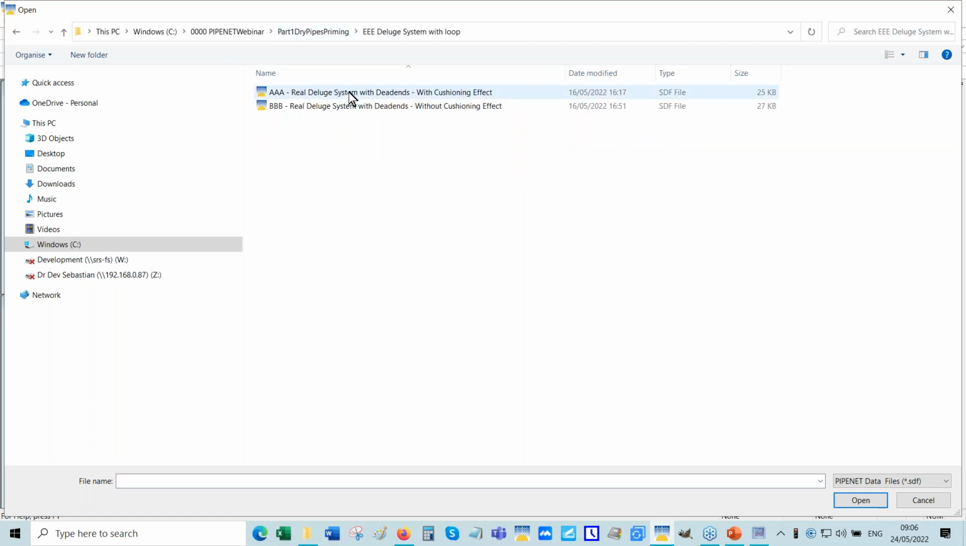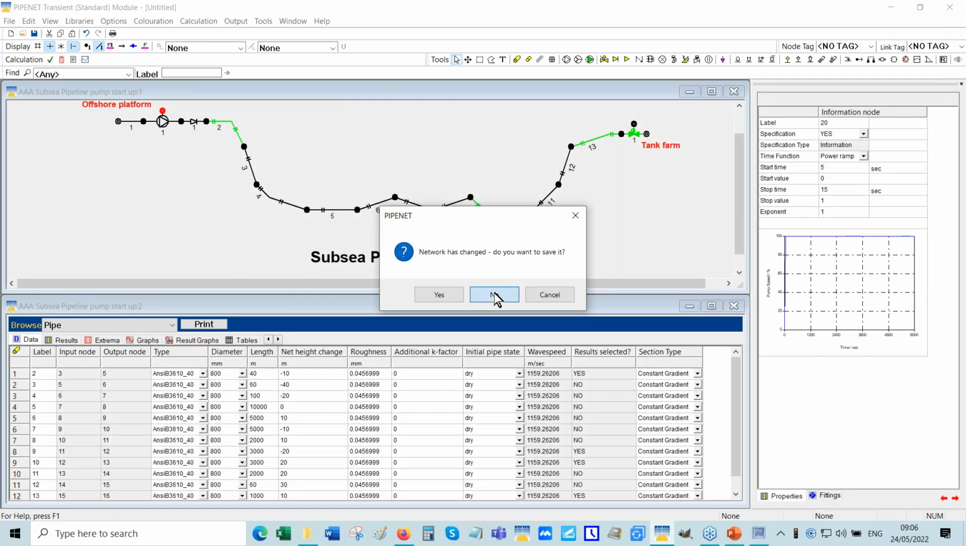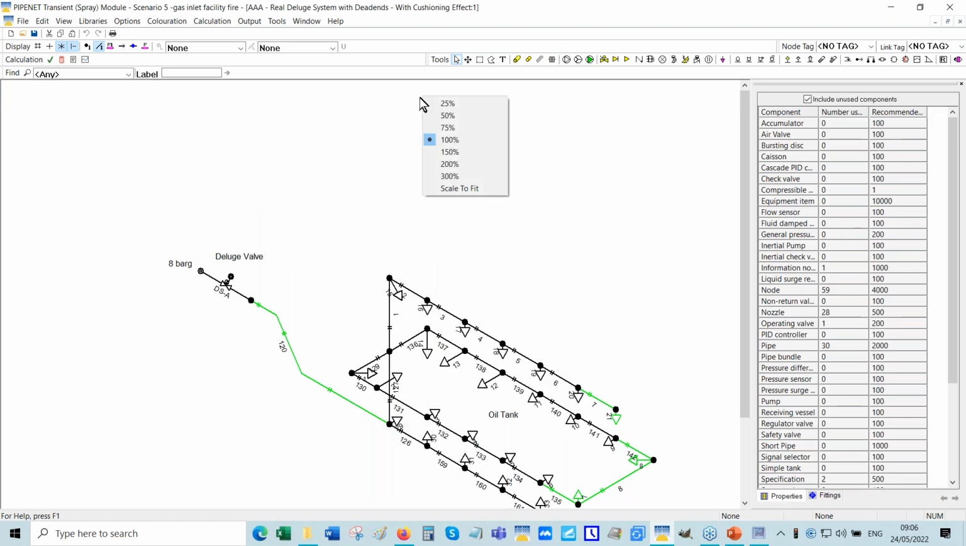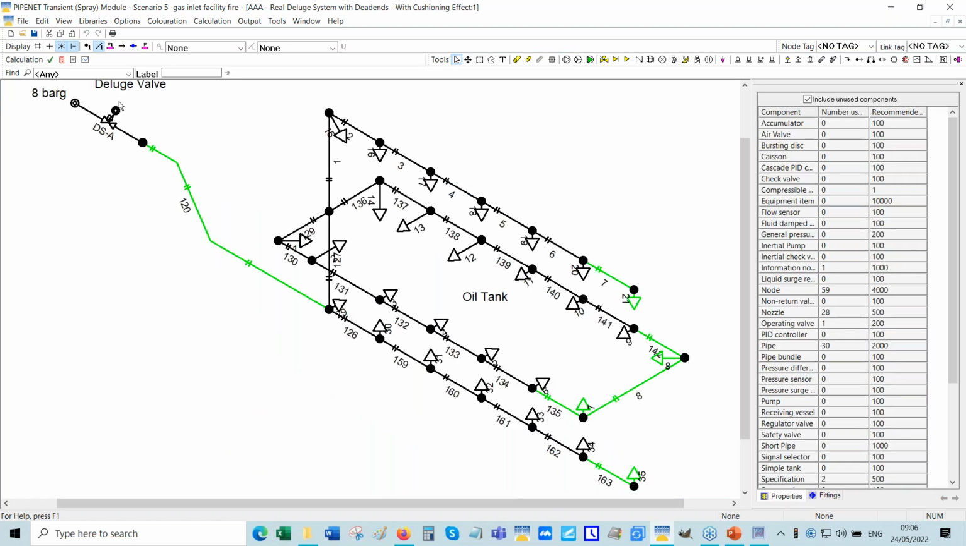Deluge system with a loop. What do I mean by that? Because you're thinking to yourself, oh, well, deluge systems don't have loops. No, not necessarily the case. See, this deluge system, that is actually a ring. So essentially, it's a loop and it's connected at this point.